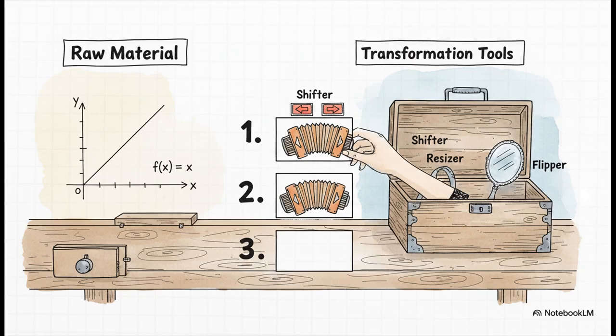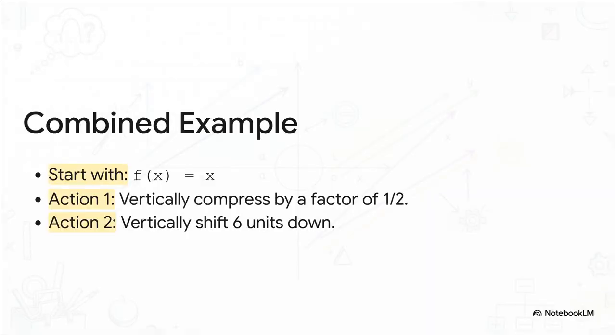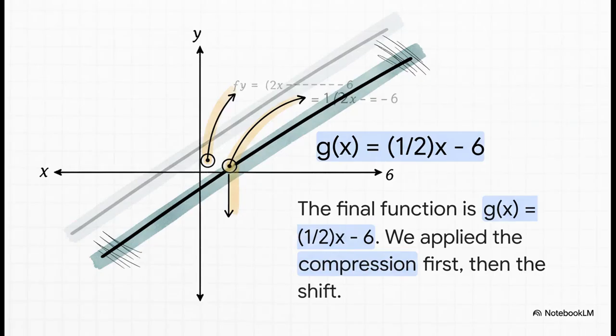Let's see how this plays out with the simplest line in existence, our good old parent function, f of x equals x. All right, here's the recipe. We're starting with f of x equals x. Step 1, we're going to vertically compress it by a factor of 1/2. That'll make it flatter. Step 2, once we've done that, we're going to take that new, flatter line and just shift the whole thing down by 6 units. 2 steps. And here's what we get.